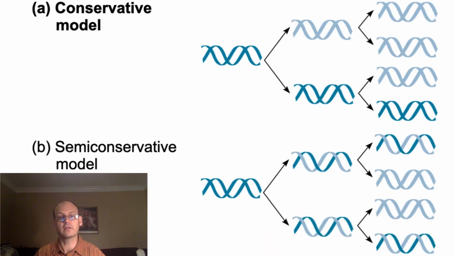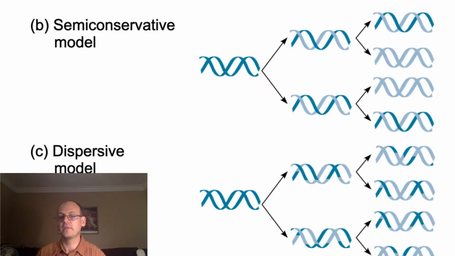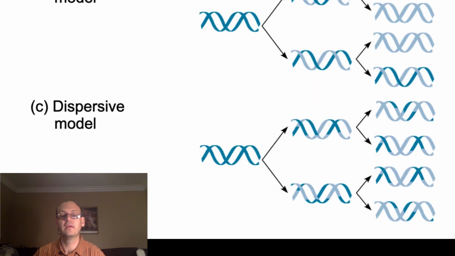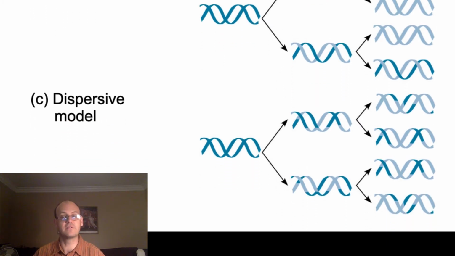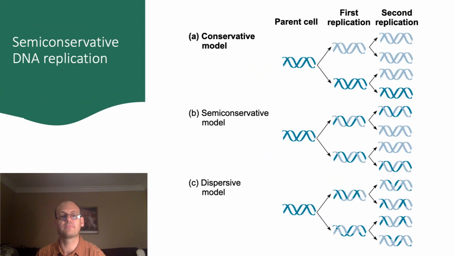In a second model, called the semiconservative model, each side of the helix would serve as a template to create another molecule. The new molecule would be interwoven with the original molecule. In the third model, called dispersive, arbitrary chunks of DNA would serve as templates, and the resulting molecule would be a combination of all of these separate chunks.